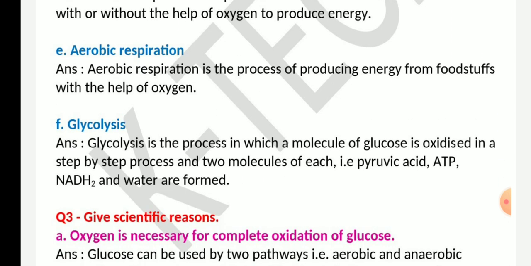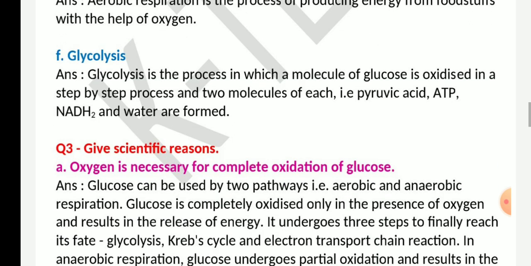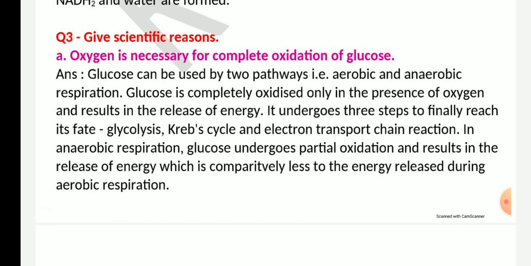Fifth one, aerobic respiration. Aerobic respiration is the process of producing energy from foodstuff with the help of oxygen. And the last one is glycolysis. It is the process in which a molecule of glucose is oxidized in a step by step process and two molecules of each, that is, pyruvic acid, ATP, NADH2, and water, are formed. So, these were the definitions, children. Understood? Let's see the question number 3.